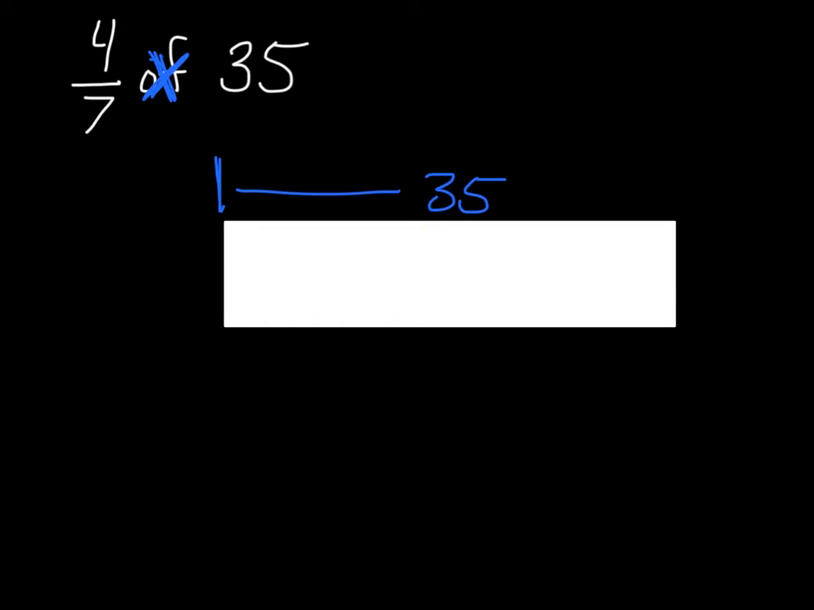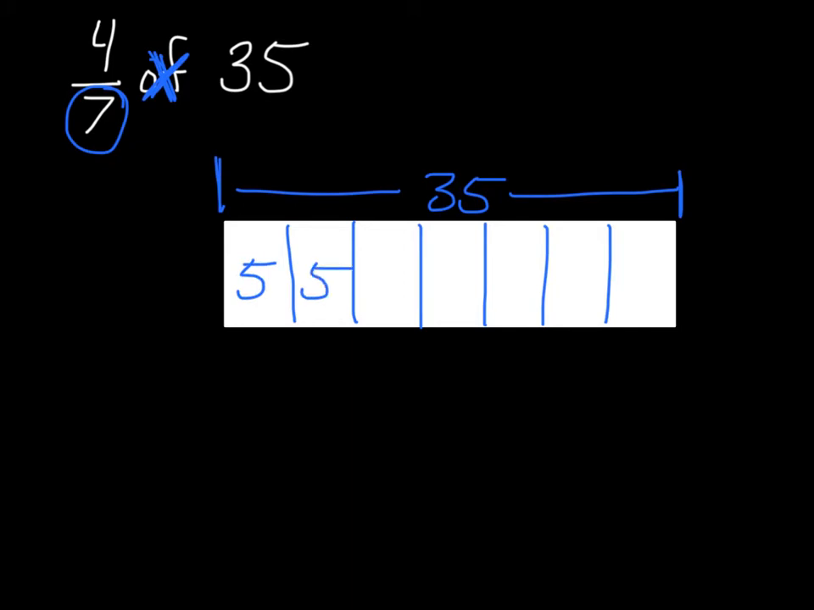So I always label the whole bar to represent what the entire amount is representing. I need to chop it up into pieces. I'm looking for 4/7, so I need to chop it up into 7 pieces. And again, do the best you can to divide it up as evenly as you possibly can. We want them close to the same size. And then ask yourself, if you took the whole 35 and chopped it up into 7 pieces, well, 35 divided by 7 is 5. So each one of these pieces represents 5.